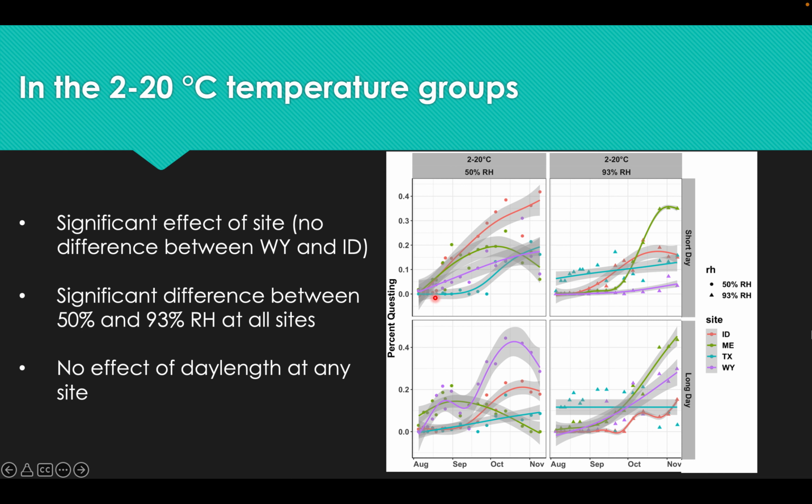This also tells us that there is a significant difference between the relative humidity, because we do see a lot more questing in these 50% humidity groups rather than the 93% humidity groups. This also shows that there isn't a difference in the short day versus long day periods. We did not find that there was a significant effect of day length for triggering questing. But since there are differences between the site groups for each of these environmental conditions, this does tell us that there is a significance of environmental effects for triggering questing behaviors.